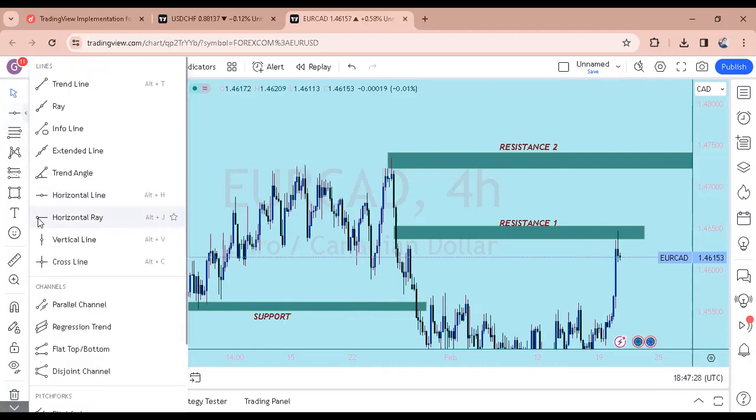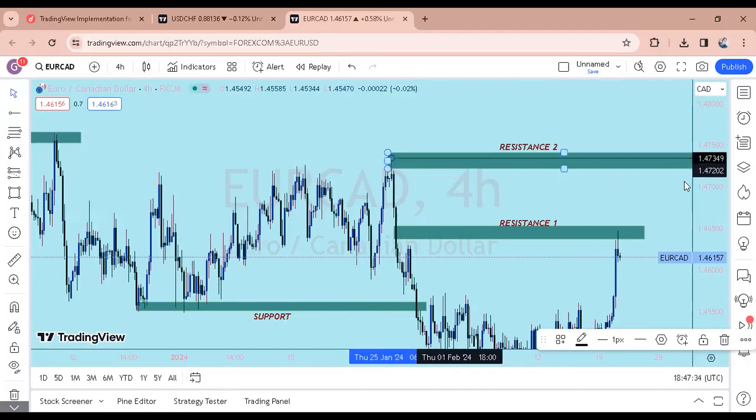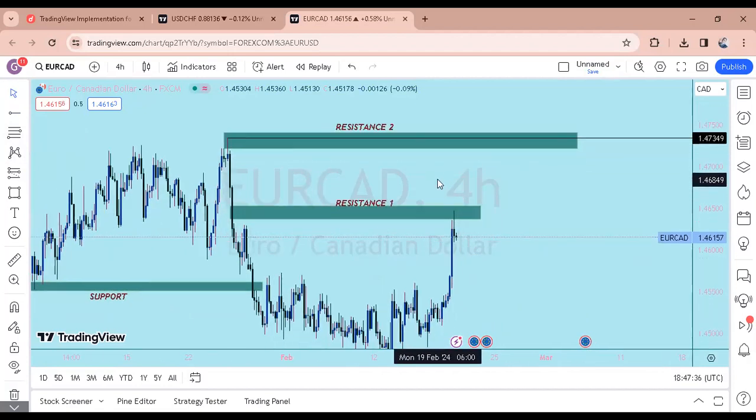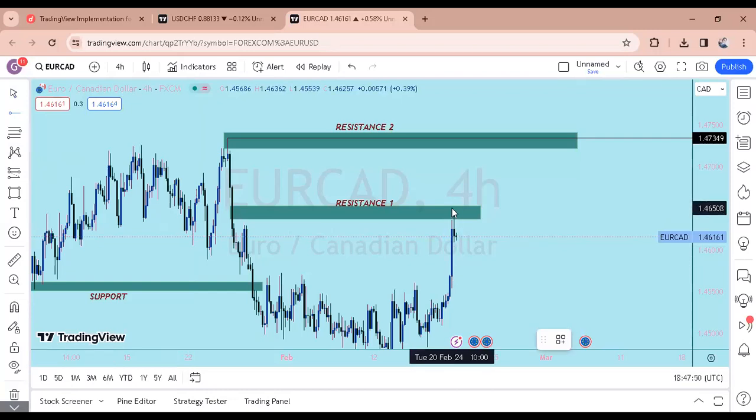I think we have it here. The next one is called the horizontal ray tool. Now this one, I will just touch from the area I want to draw the line from. So that is much neater for me. I like the horizontal ray tool. So like this is your resistance. I don't want it to come to this side because I want to pay attention to what is happening on the right-hand side. So I'll just pick this in here and put it after this candle.